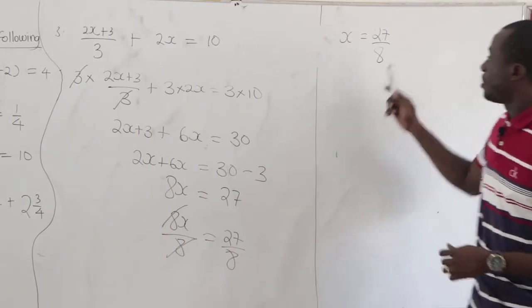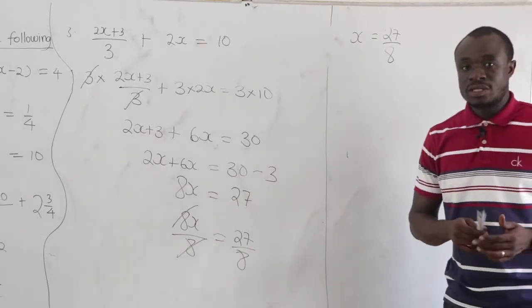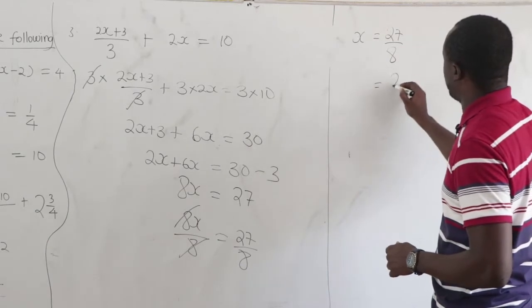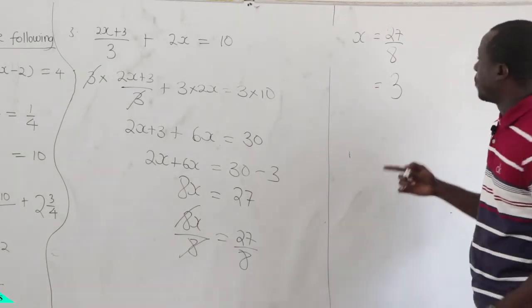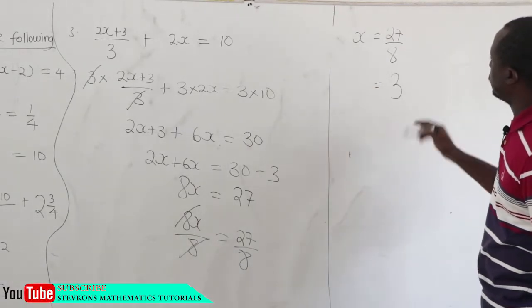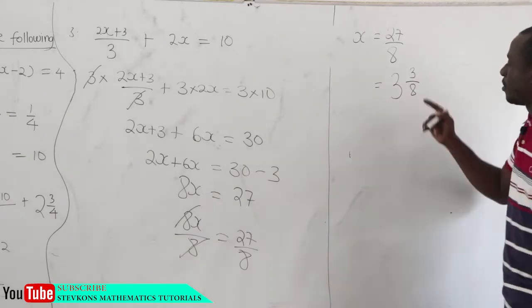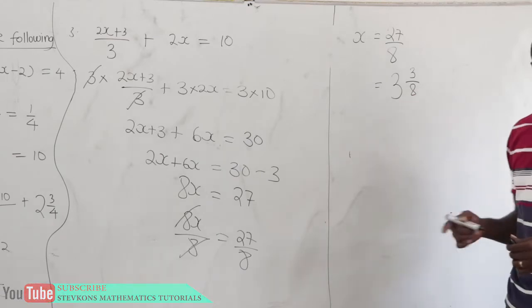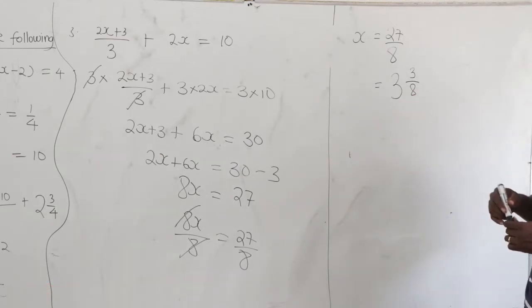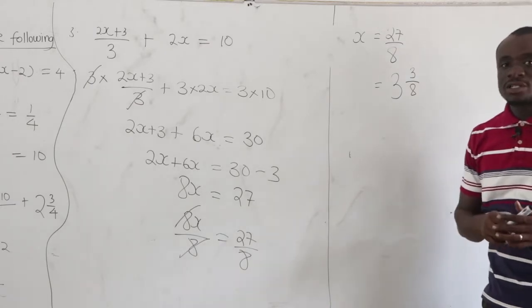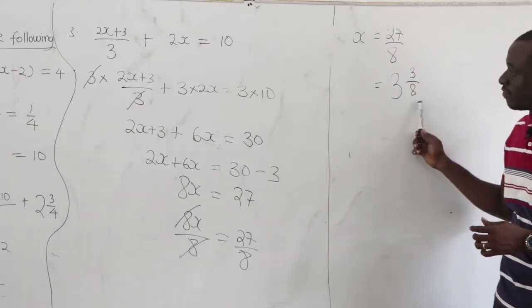Now how many times would 8 go into 27? 8 will go into 27, that is 3 times. So you have 3 whole number, 8 times 3, 24. So 24 plus what will give us 27, that is 3. So 3 whole number 3 all over 8. 8 times 3, 24, 24 plus 3, 27. So we are not supposed to leave our answer in improper fraction, but in a mixed fraction form.